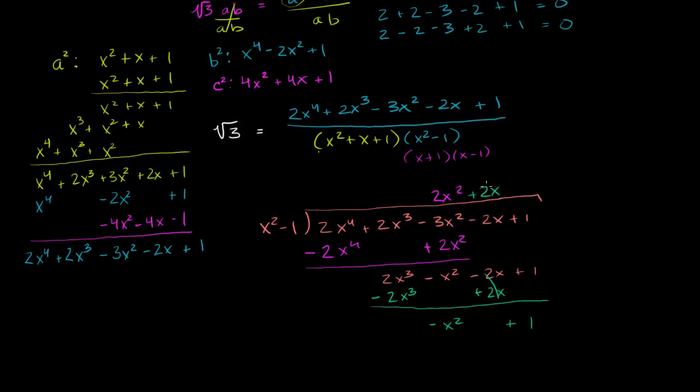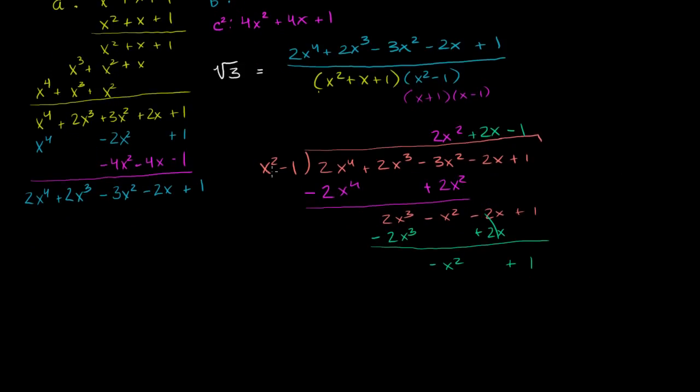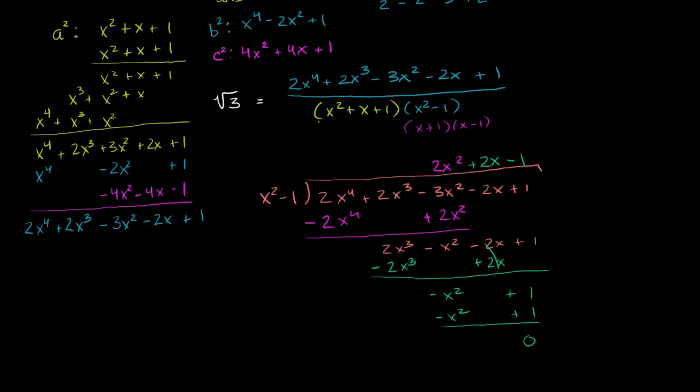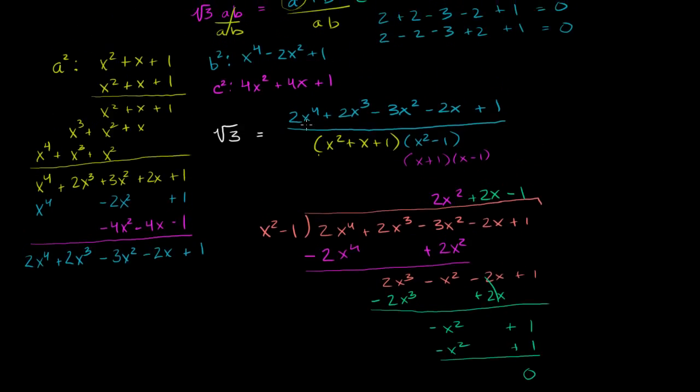X squared goes into negative x squared, negative 1 times. Negative 1 times x squared is negative x squared. Negative 1 times negative 1 is positive 1. And indeed, we get no remainder. So we can write this thing up here. We can write it as the product of this.